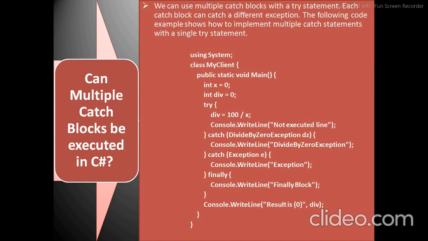Then the question can come: can multiple catch blocks be executed in C#? We can use multiple catch blocks with the try statement. Each catch block can catch a different exception. The following code example shows how to implement multiple catch statements with a single try statement. Here in class MyClient, in the method we are using try and two different types of catch blocks, where in one we are using DivideByZeroException and the other one is Exception. Then finally is the finally block. This is the example of multiple catch.